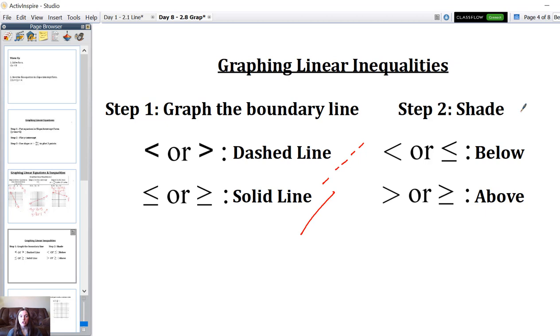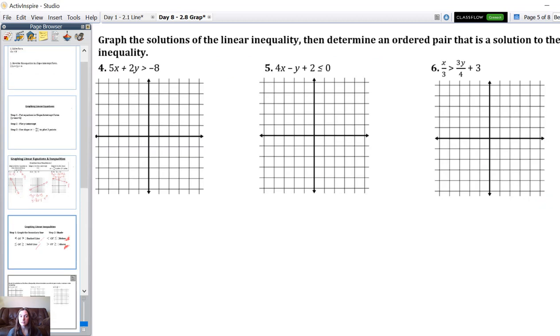Then we're going to figure out where to shade the rest of our graph. When we're shading, it depends on whether we are less than or equal to, greater than or equal to. If it's any sort of less than, we're going to shade below our line. So if this is our line, we would shade every part of the graph that's underneath that line. If it's greater than, then we'll shade everything above that line. So let's look at some examples so this makes more sense.